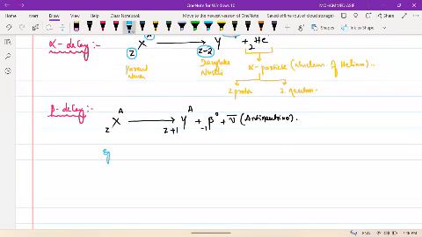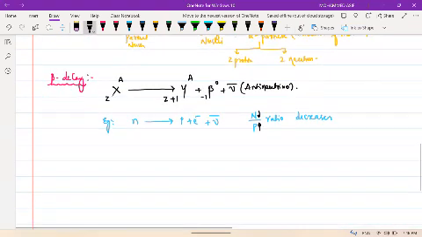In this one, for example, if there is a neutron, this neutron will get converted into a proton plus one electron and one anti-neutrino. And in this one, the N by P ratio decreases. In beta decay, the N by P ratio decreases. Why? The number of neutrons will be decreasing and the number of protons will be increasing, so obviously the ratio will be decreasing.